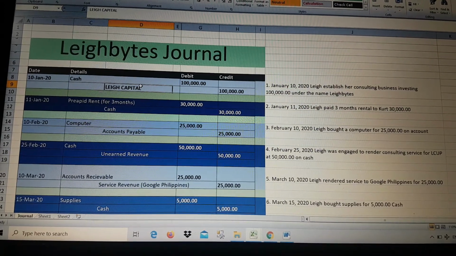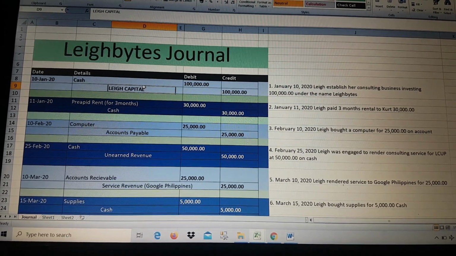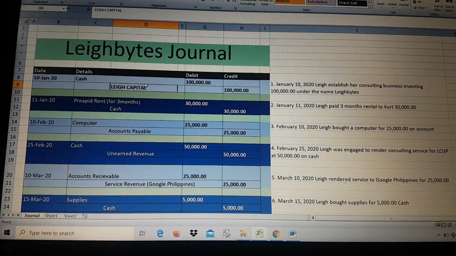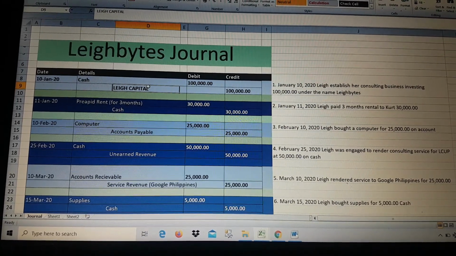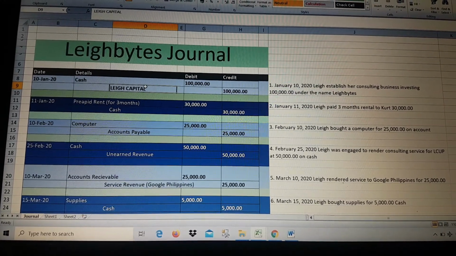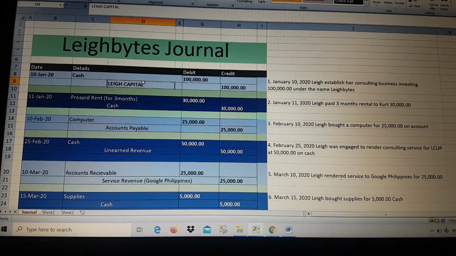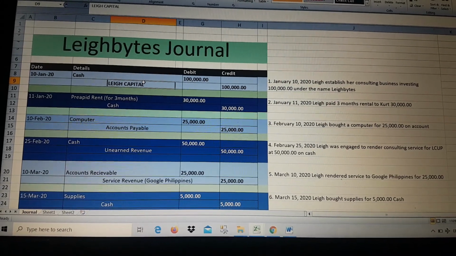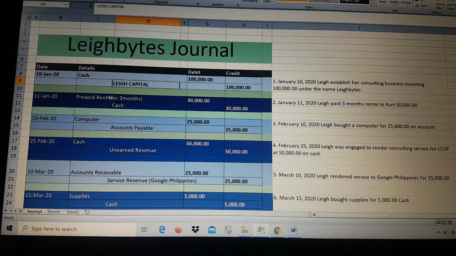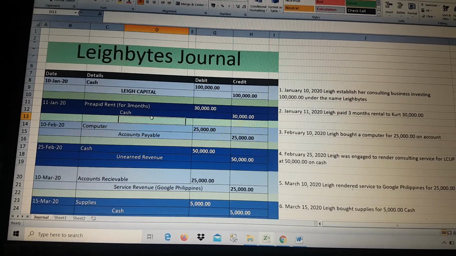Next, on January 11, Lei paid 3 months rental to Kurt. So what does the business receive? The right to rent, or the right to occupy a place for 3 months. That's why it was prepaid, because it's not yet fully consumed on the date it was paid. And what does the business credit? It's cash because she paid in cash. She's not liable to anyone. That's why we credit, because cash now decreases. So we put the date and then debit prepaid rent 30,000 and then credit cash.